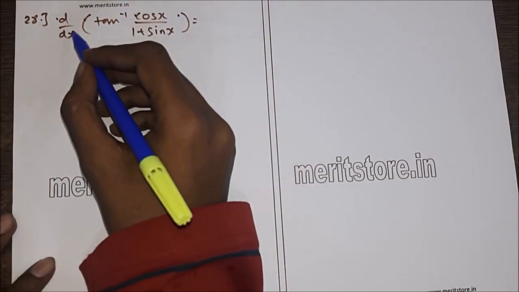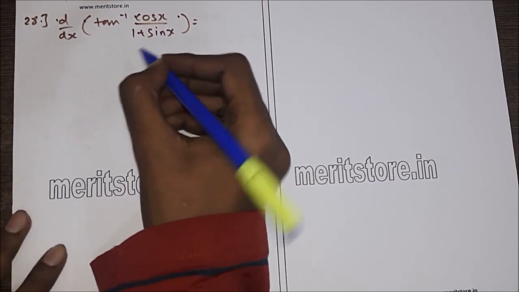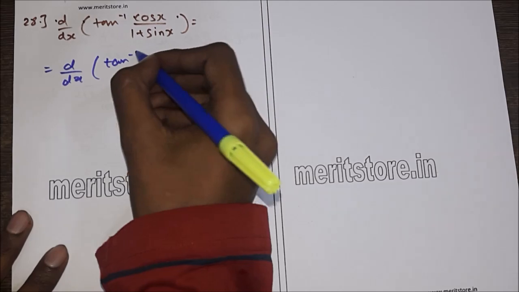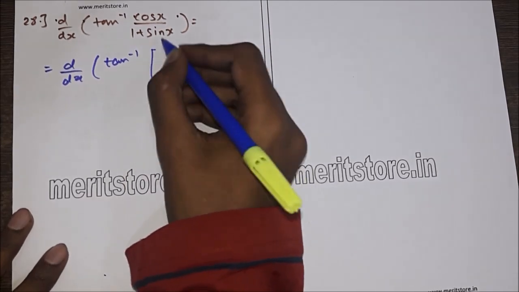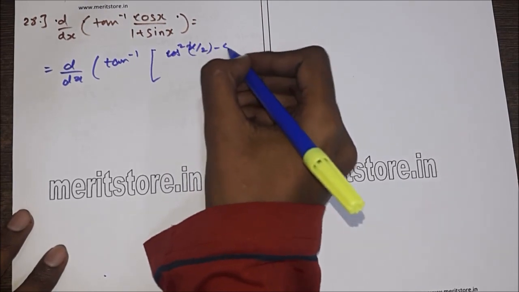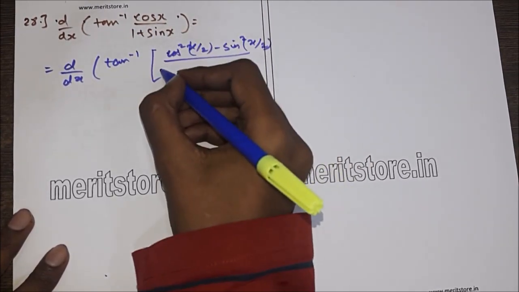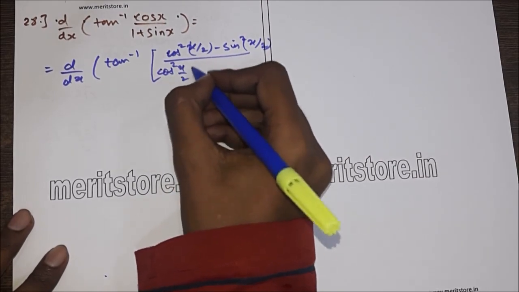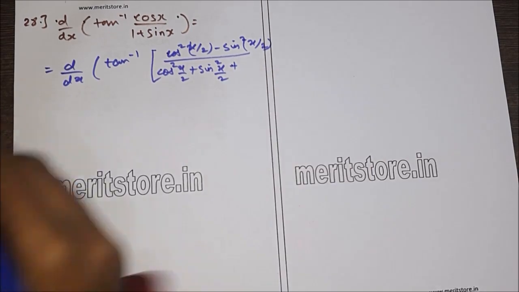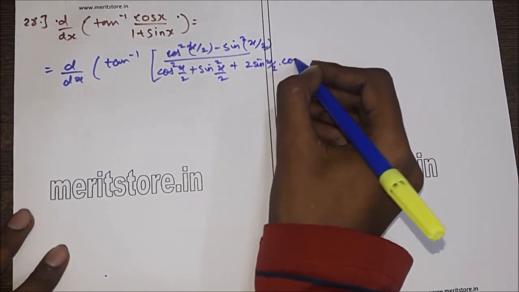We have to find the derivative of tan inverse of cos x upon 1 plus sin x. So d by dx of tan inverse of cos x can be written as cos square x by 2 minus sin square x by 2, and 1 can be written as cos square x by 2 plus sin square x by 2. Similarly, sin x can be written as 2 sin x by 2 cos x by 2.